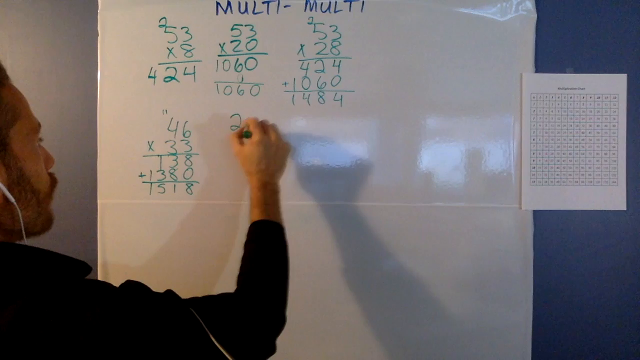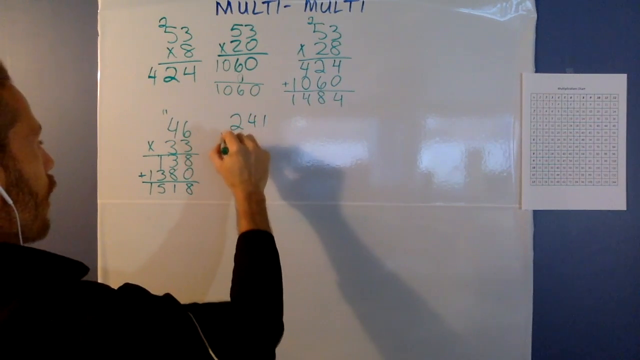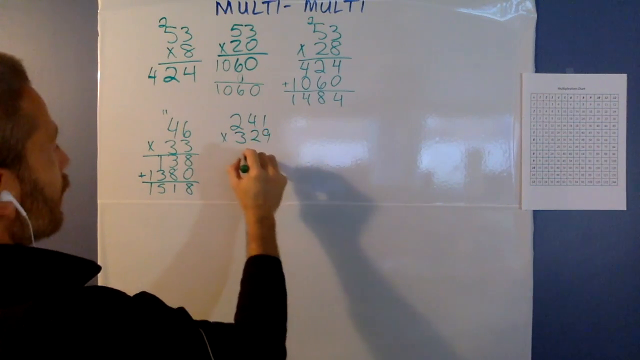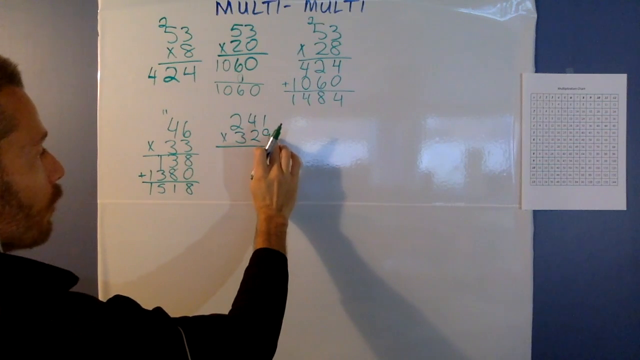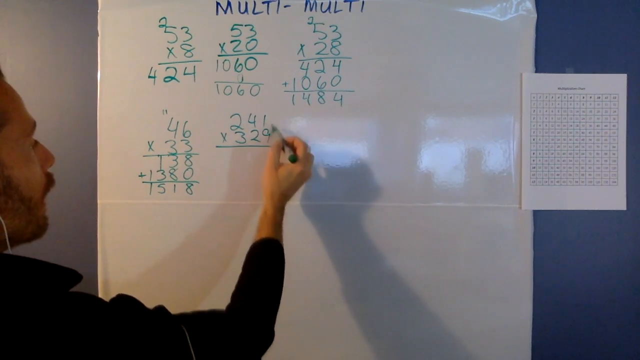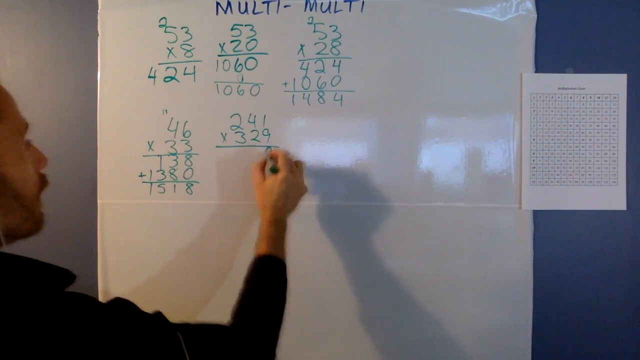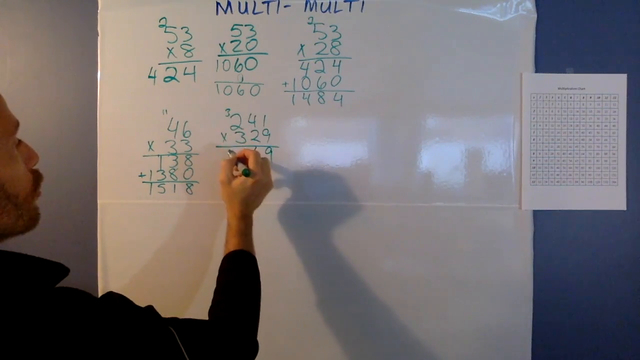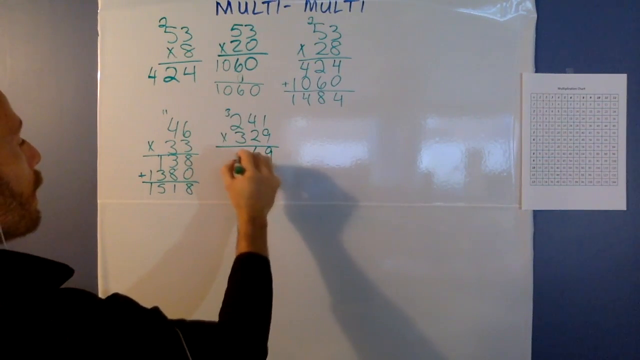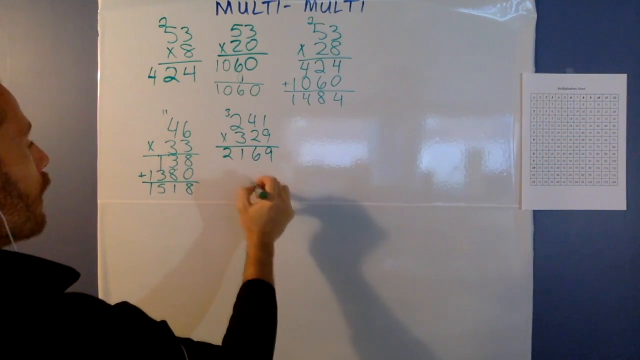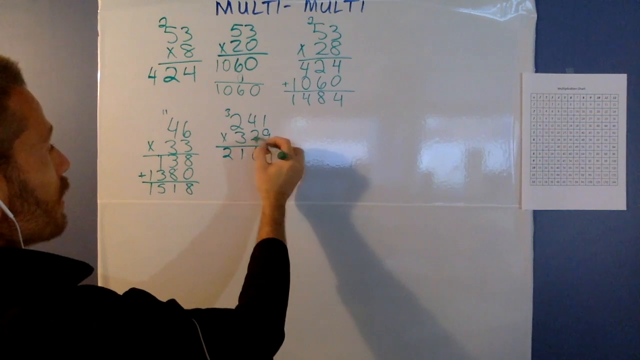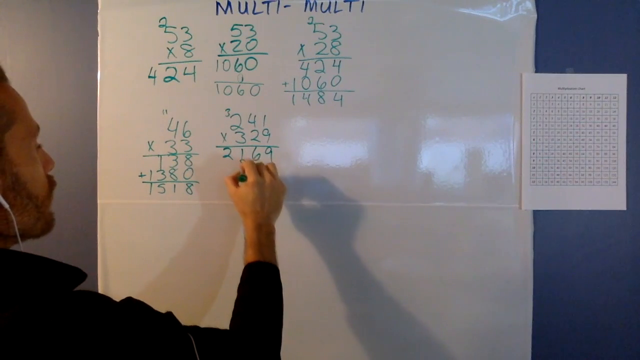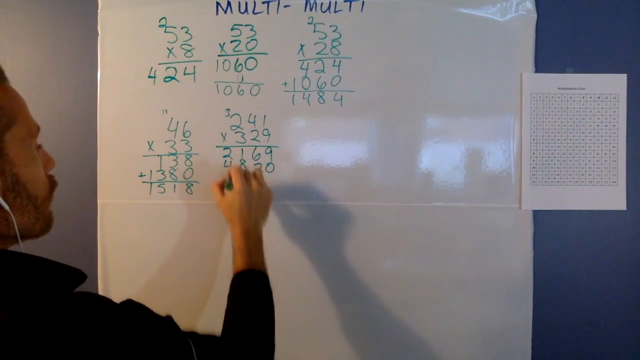So let's say we've got 241 times 329. We're always going to start with the digit in the ones column on the bottom and go across. 9 times 1 is 9. 9 times 4 is 36. 9 times 2 is 18, plus 3 gives me 21. And then I'm going to go 20 times 1 is 20. 2 times 4 is 8. 2 times 2 is 4.